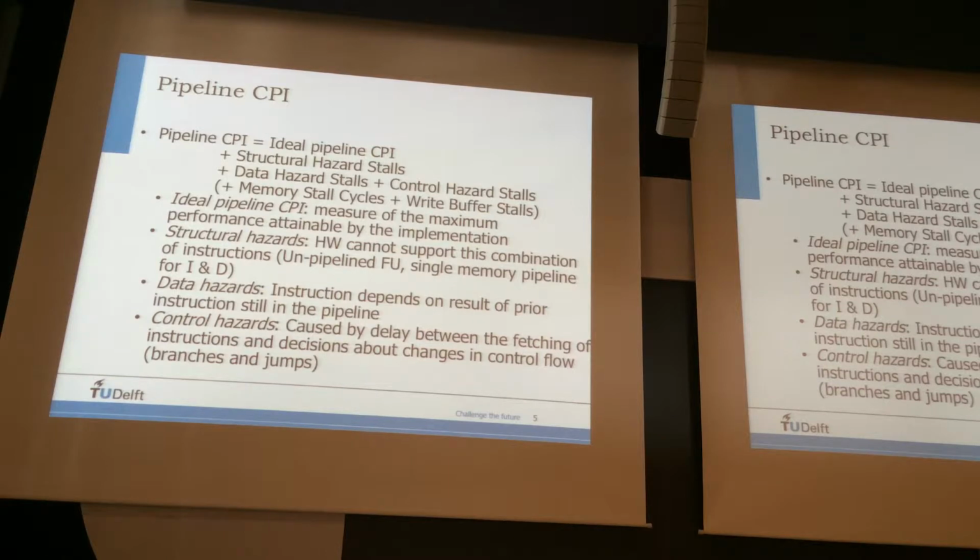Okay, now if we look at the CPI of a pipeline, there are a couple of components which are contributing. We have the ideal pipeline CPI, which is one instruction, one cycle per instruction. But this is the ideal. In real life, the situation is a lot tougher. It's always the case. We have structural hazards in the pipeline. And those structural hazards do not depend on the program. They depend on the pipeline by itself.